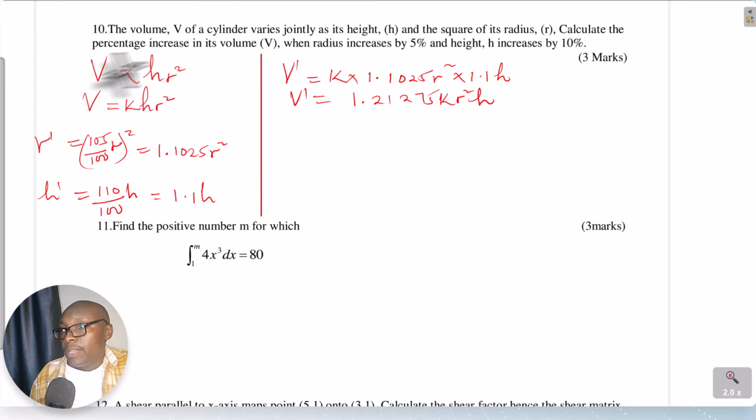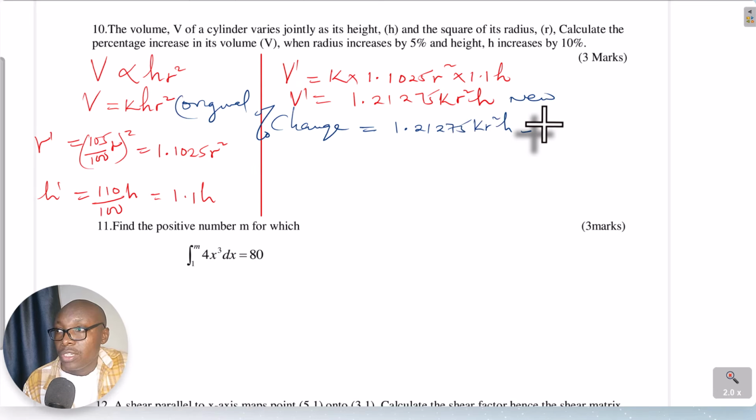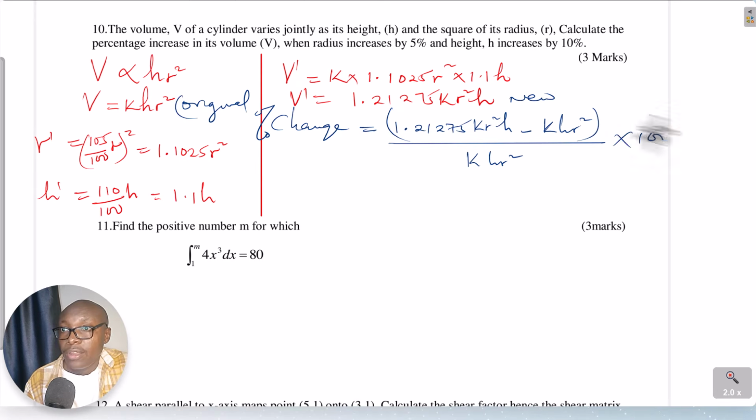So now for us to get the percentage change, we need to get the change. This is the original, and this one is the new. So the percentage change will be given by the change, which is 1.21275 k r squared h minus the original, which is k h r squared. That is the change, the new subtract the original, then divided by the original. The original is k h r squared, then multiply by 100.